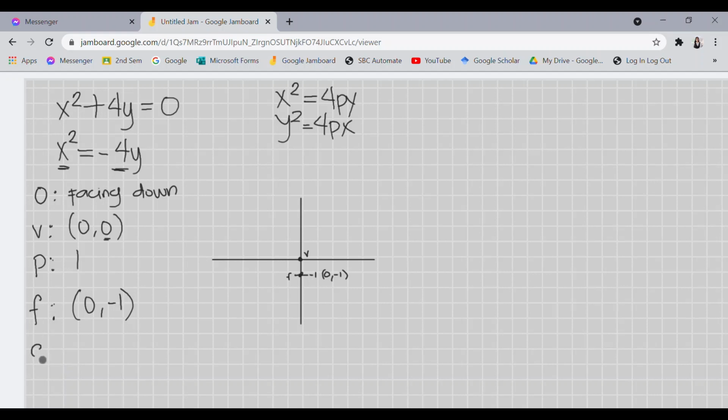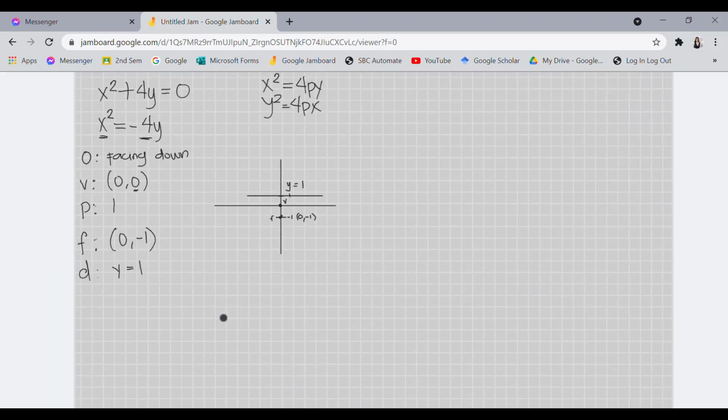And then, for the directrix, that one is going up. Since the parabola is facing down, your directrix is going in the upward direction. Since the parabola is facing down, your directrix is a horizontal line. So, that is the line that passes through 1. Therefore, the equation of this line will be y equals 1, since that is a horizontal line. The directrix is given with y equals 1.